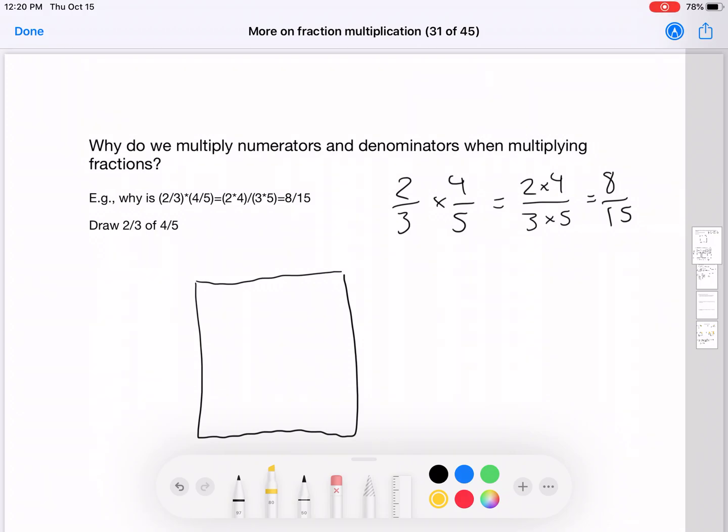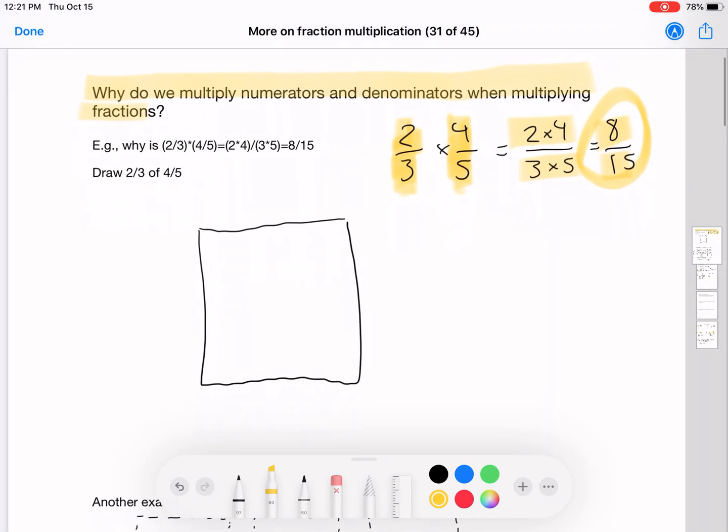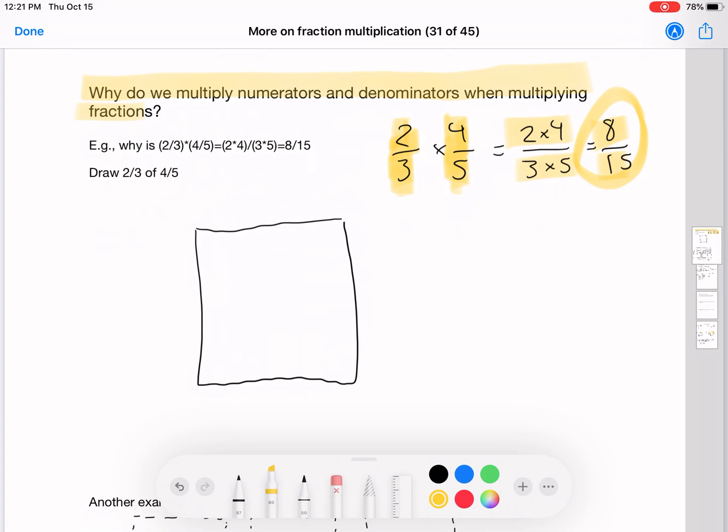All right, continuing on fraction multiplication information, we're going to look at the question of why we multiply numerators and denominators when multiplying fractions. So for example, if I had 2/3 times 4/5, I multiply the top and get 2 times 4, which is 8, and I multiply the bottom and get 3 times 5, which is 15. So I claim the answer is 8/15. But why does that work? Why does that make sense?